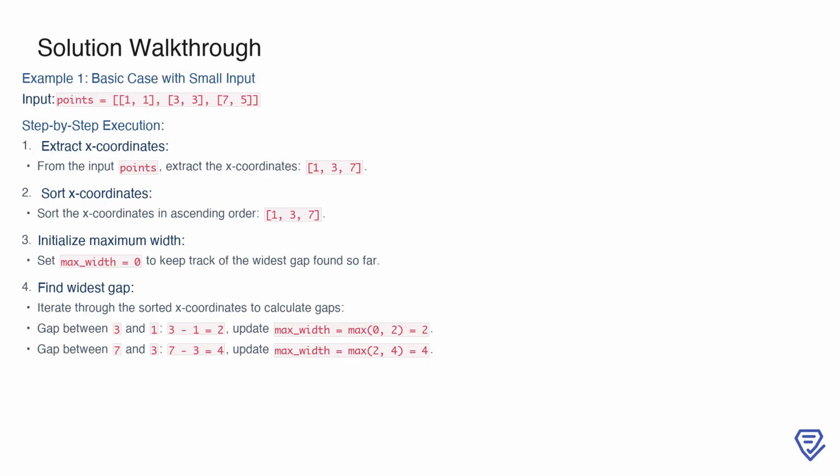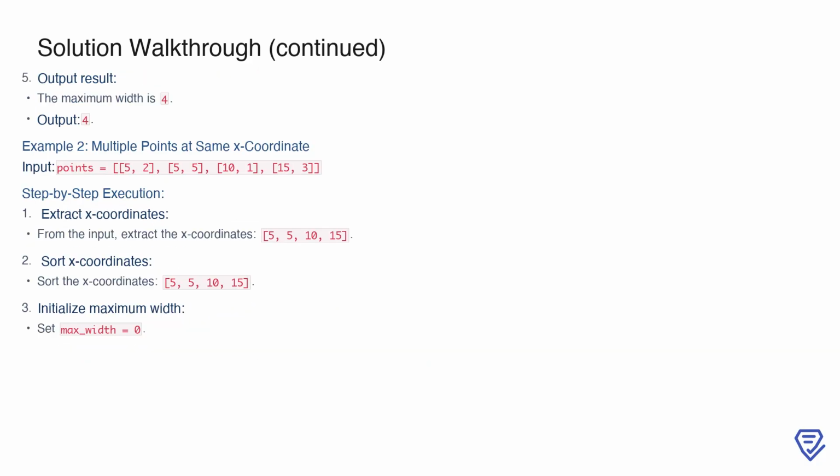The gap between 3 and 1 is 2, so we update max_width to the maximum of 0 and 2, which is 2. Then, the gap between 7 and 3 is 4, so we update max_width again to the maximum of 2 and 4, which gives us 4. After calculating all the gaps, we find that the widest gap is 4. This is the maximum width of a vertical area between 2 points containing no other points. So, the output for this example is 4.